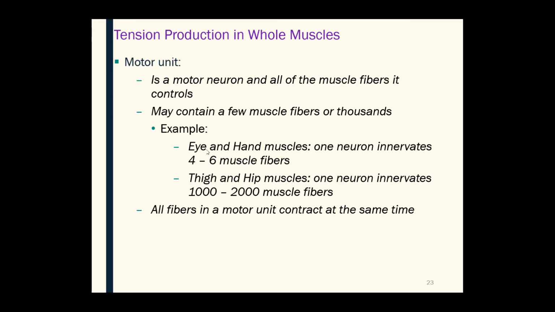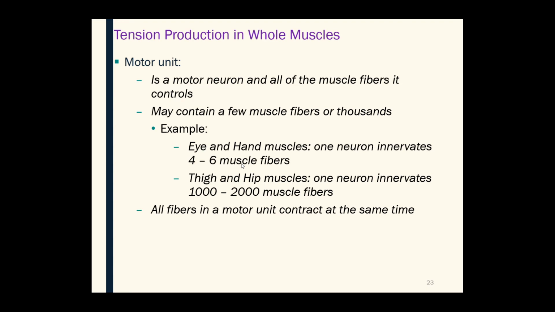And here's an example. Our muscles that are in our eye and our hand, one neuron innervates about 4 to 6 muscle fibers. That gives the nervous system much more control over these muscles, right? When we move our eyes, we can move them very specifically and in certain directions, real precise. Or hand movements, you think about people that are surgeons or people that do music and just different things with their fingers, right? They have much more control because we have more neurons going to the muscle.